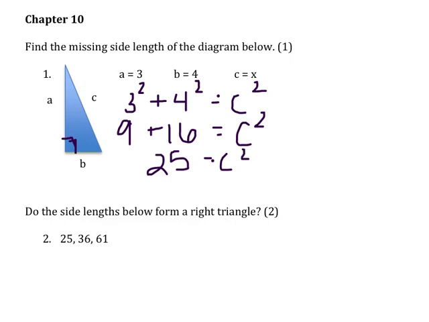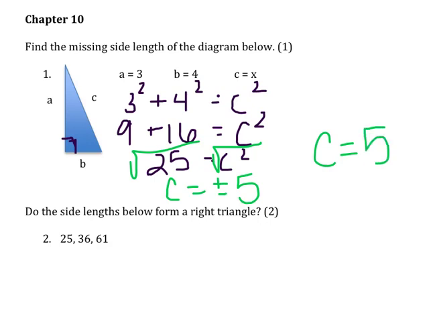We need to just find c. So we're going to square root both sides. And we have c equals plus or minus 5. But do we ever have a negative distance? No, we do not. So that means that our hypotenuse is just positive 5.